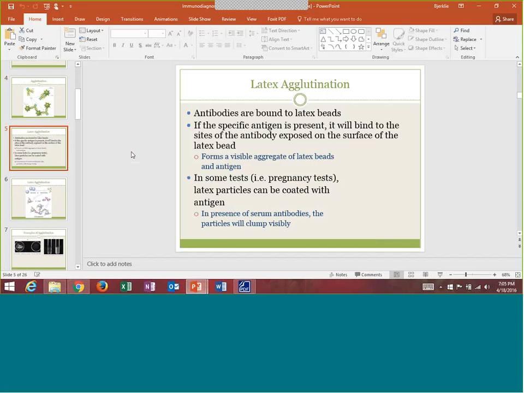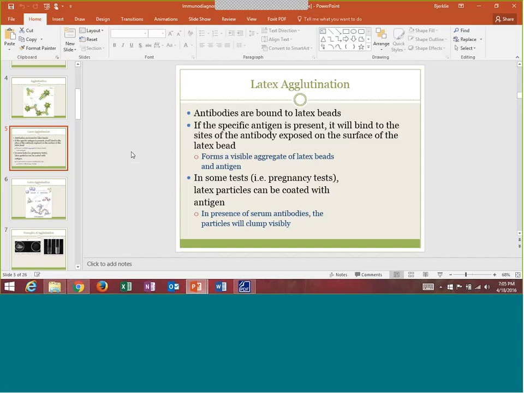There's something more specific called a latex agglutination. In this case, it's where we're using latex beads. So we bind latex beads to the antibodies, and then if they find their antigen and bind to the antigen, it becomes a visible clump, a visible aggregate with those latex beads and antigen together.